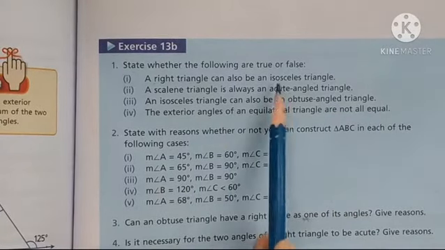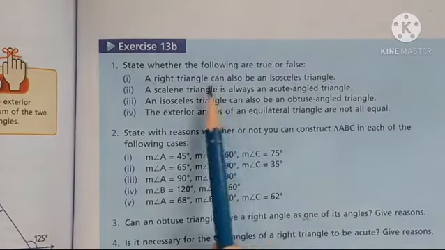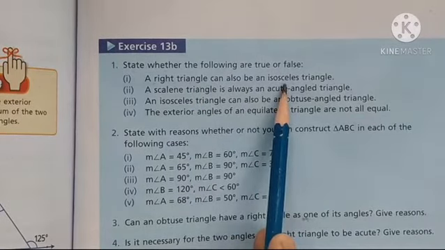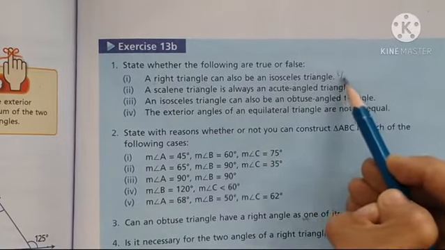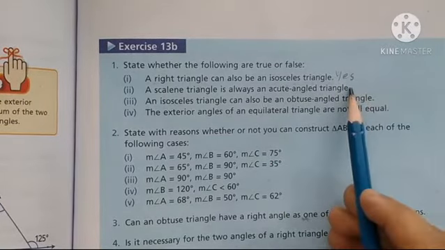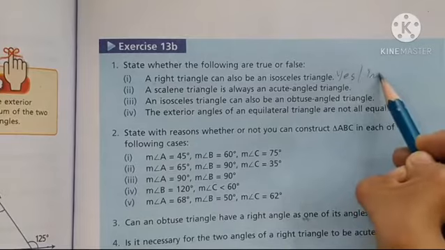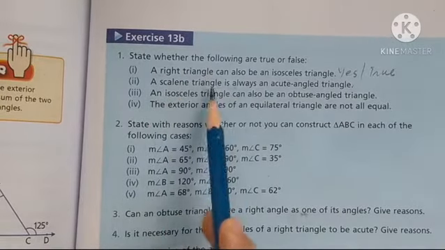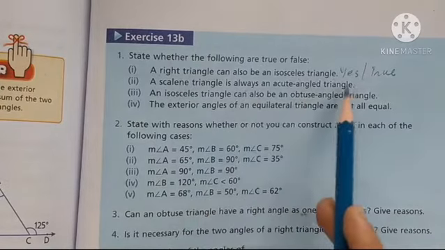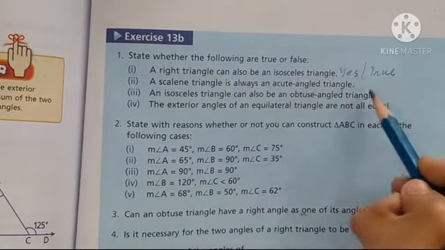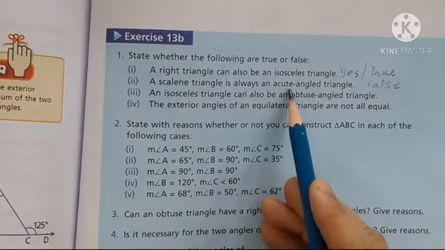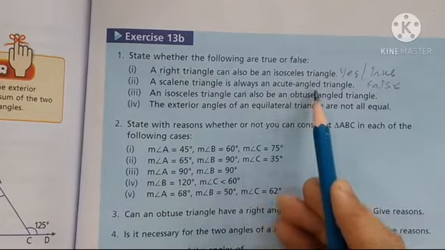So, can an isosceles triangle, a right triangle, also be an isosceles triangle? Yes, it is a true statement. So, we will write here yes or true. Okay. Second is, a scalene triangle is always an acute angled triangle. So, dear students, this is a false statement because acute angle means less than 90 degrees.